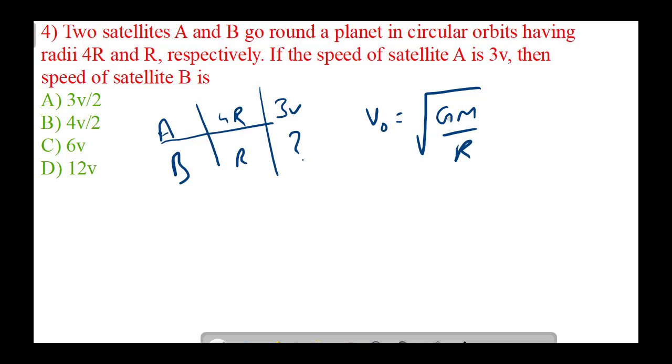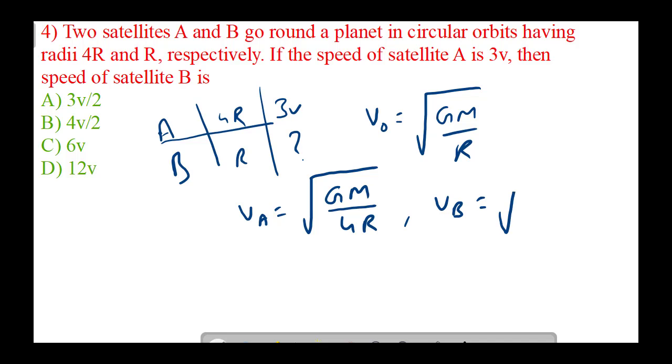where G is the gravitational constant, M is the mass of the planet, and r is the radius of the circular orbit. So for A, VA would be equal to the square root of GM upon r, where G is constant, M is also constant for both of the satellites. Now here r is 4r, and for VB, the velocity of the second satellite, this is GM upon r, so it remains r.